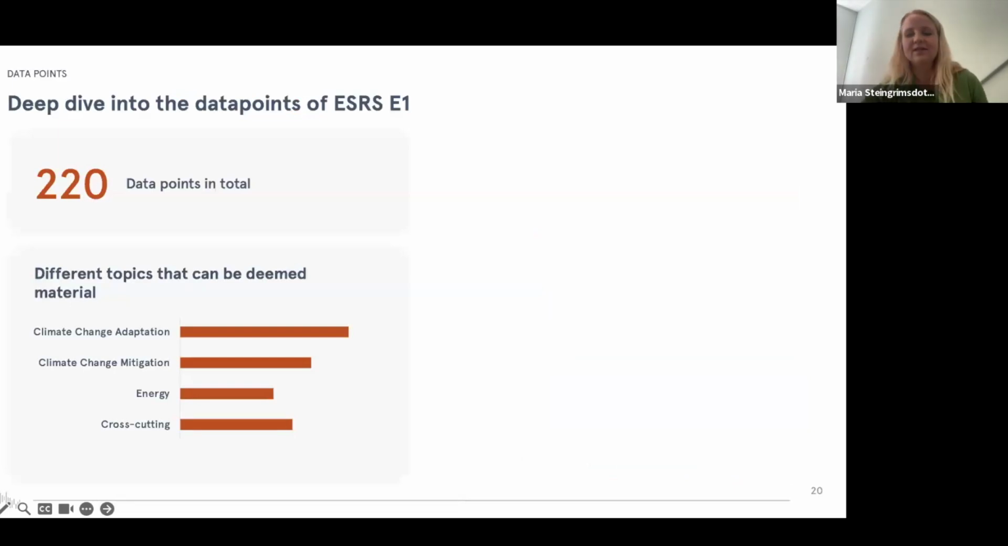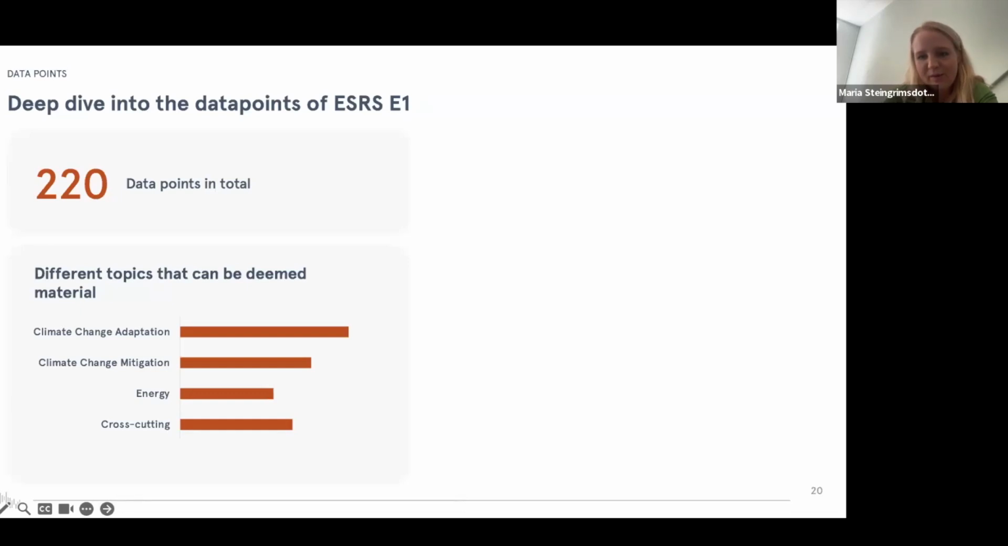So under these disclosure requirements that I presented here before, there are a number of data points. And if we look deeper into these, there are in total 220 data points within the ESRS E1. And the ESRS E1 is the standard with the largest amount of data points. There are different topics that can be deemed material within the climate change standard. And these are climate change adaptation, climate change mitigation, energy, and then there's a good amount of data points that are cross-cutting that need to be reported on for all material topics.